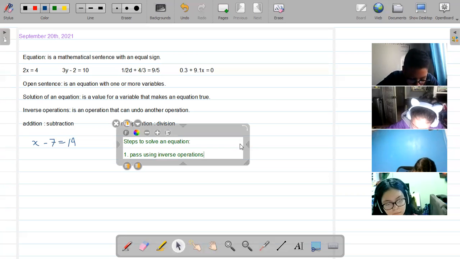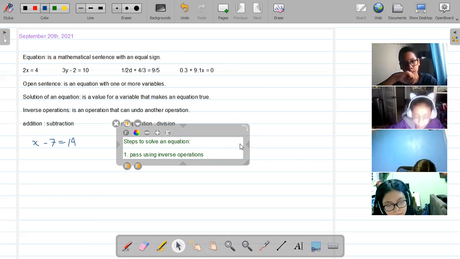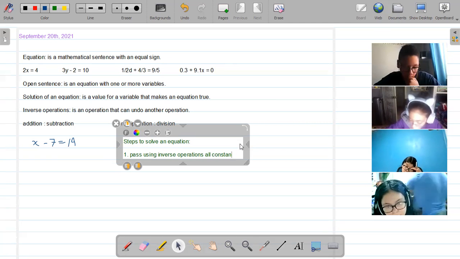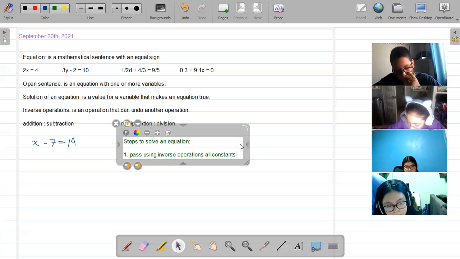Since we're doing inverse operations, we're doing also inverse PEMDAS. Remember PEMDAS, first you solve parentheses, then you solve exponents. We're not using exponents yet. Then you solve multiplications and divisions, and then additions and subtractions. So we're going to begin with that. We're going to begin passing and using inverse operations, all constants. Okay, that's the first thing.